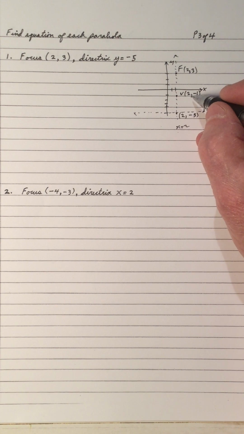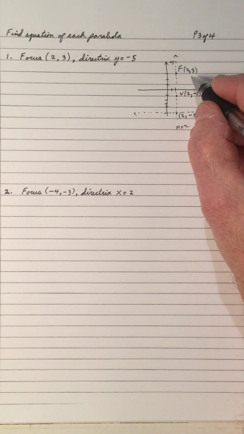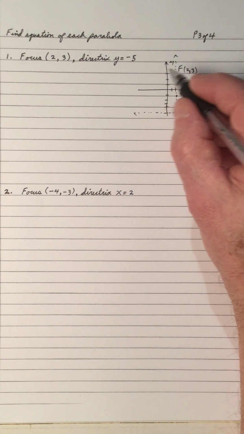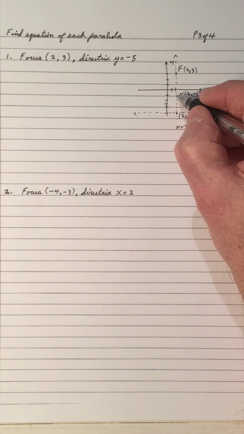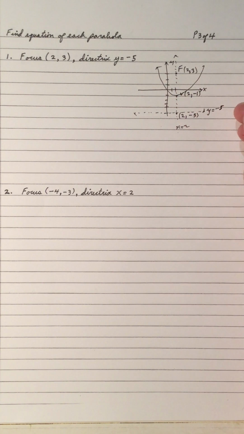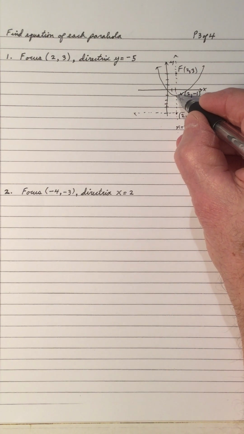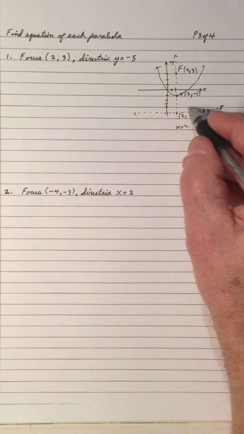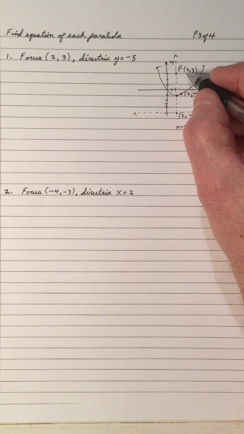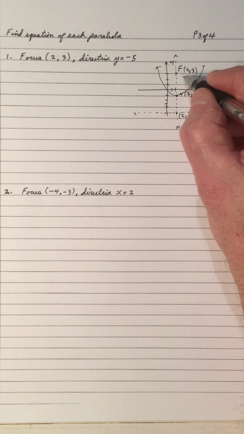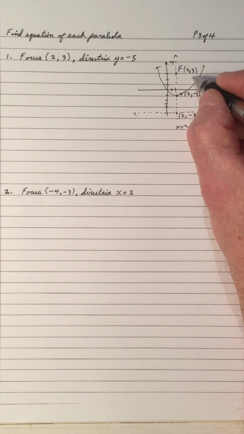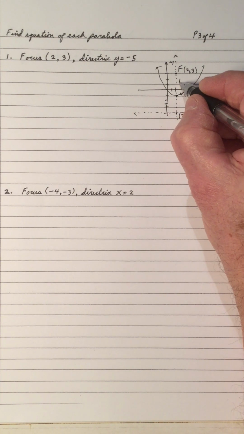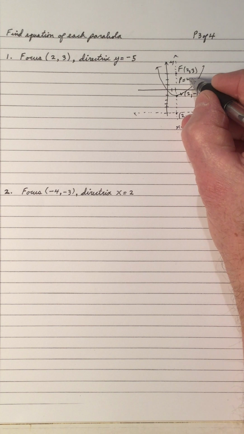Okay, now we need to get what p is. So the parabola, the focus is inside, so the parabola is opening this way. Because the parabola has the vertex here, and the focus is inside, and the directrix is on the other side. So this distance from here to here, that's from 3 to a -1. So that means P is 4 units.